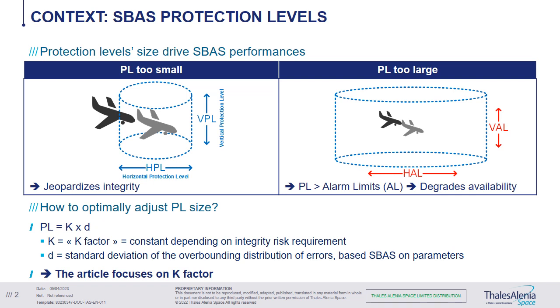If the protection volume is too small, as shown on the left, integrity is at risk because the real aircraft position could be outside the protection volume more often than the integrity risk. On the contrary, we see on the right that if the protection volume is too large, SBAS availability is degraded.